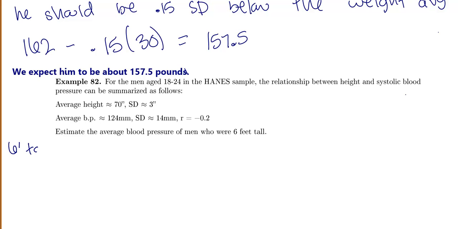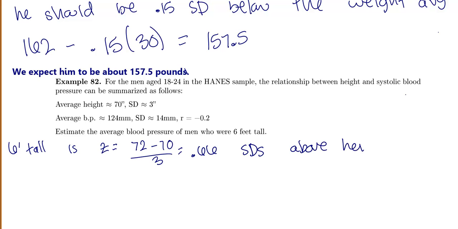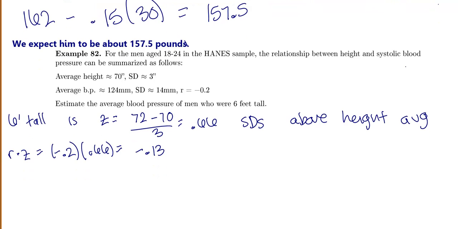So 6 feet tall is, let's see how many standard deviations we're talking about. So 6 feet is 72 inches minus our average of 70 divided by our standard deviation of 3. So this is 0.66 standard deviations above the height average. But now we need to times it by our correlation. So R times Z. R is negative 0.2 and Z is 0.66. So negative 0.13. So we need to be 0.13 standard deviations below the blood pressure average.